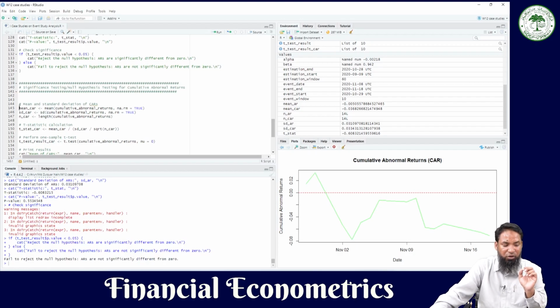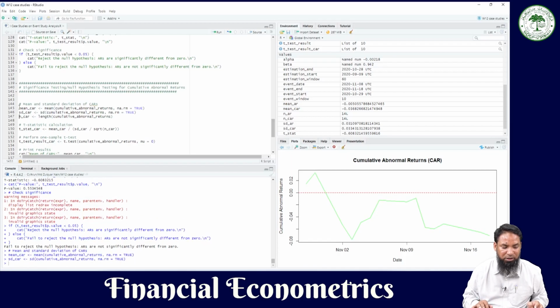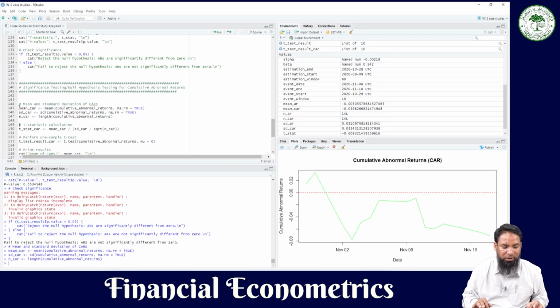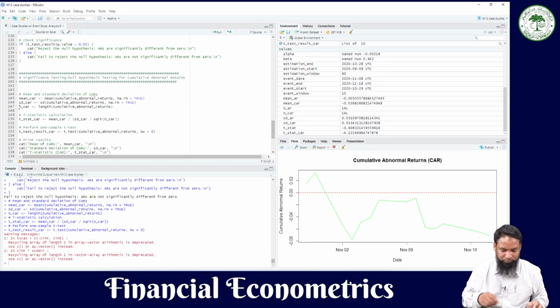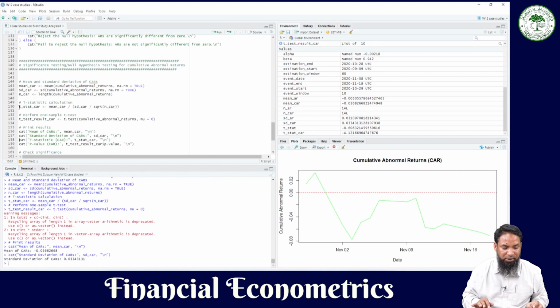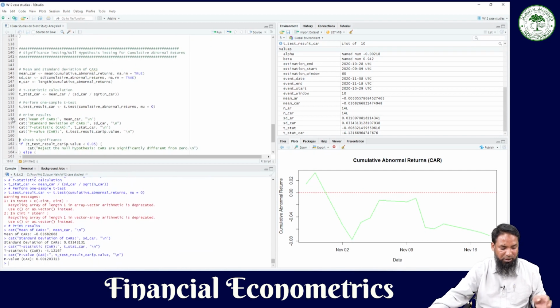In that case, we are creating the mean of the abnormal return, the standard deviation, and the length of that. Then we are calculating the test statistics, then performing the test. Then let us see all those results here. Now what we can observe here: the mean of the abnormal return is negative 0.03, the standard deviation is 0.033, the T statistic is minus 4.216, and the P value is 0.0013.